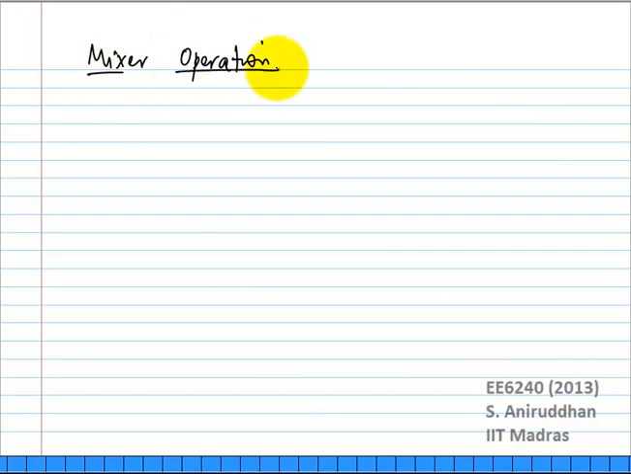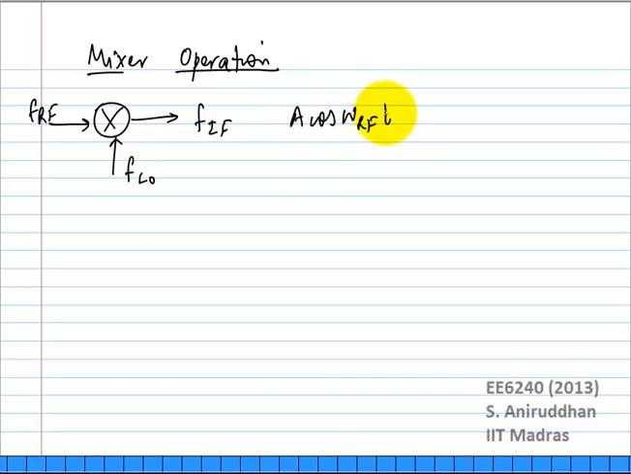So what does a mixer do? There is a specific reason why I have drawn it with a circle with an X inside it. What do you think it represents? It's a multiplier. Okay. So all you are doing is, let us say this was FRF, FLO, FIF. Okay. So let us say the RF signal was some A cos omega RF t times B cos omega LO t. Okay, let us say the mixer is going to multiply these two signals.